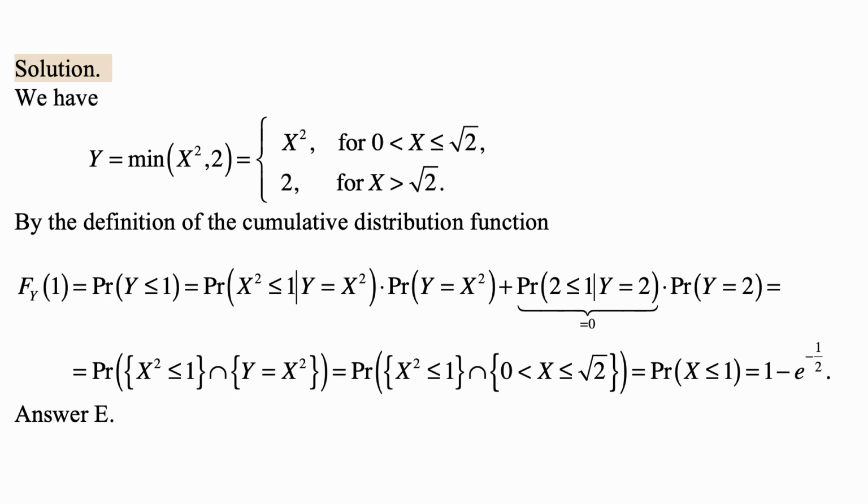And what is that probability for this exponential random variable? That's equal to 1 minus e to the minus 1/2, because the random variable X is exponential with mean 2. So this is just the cumulative distribution function of that exponential random variable evaluated at 1. This is answer E.